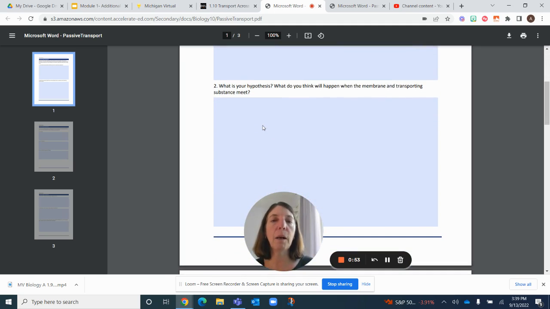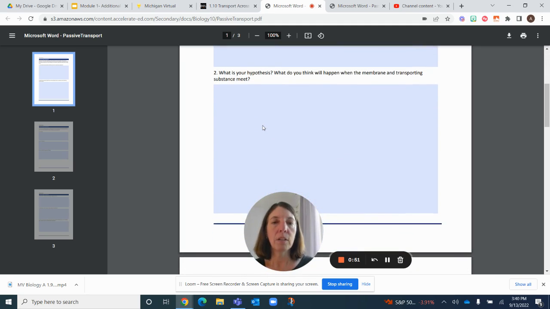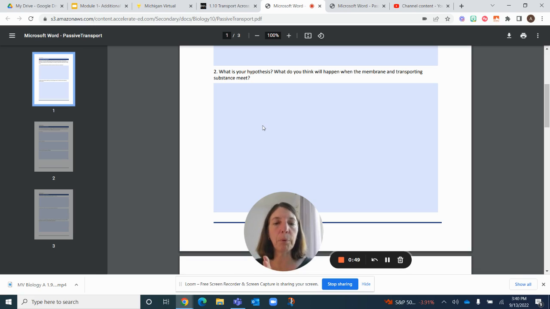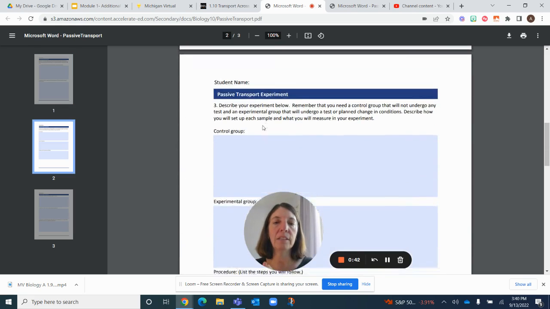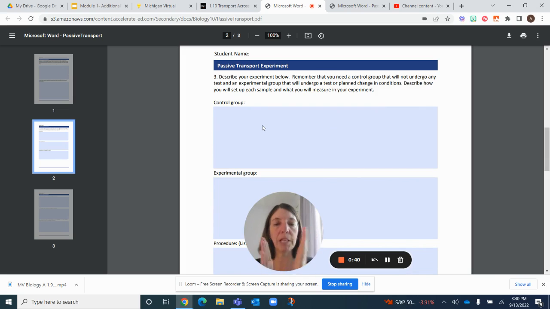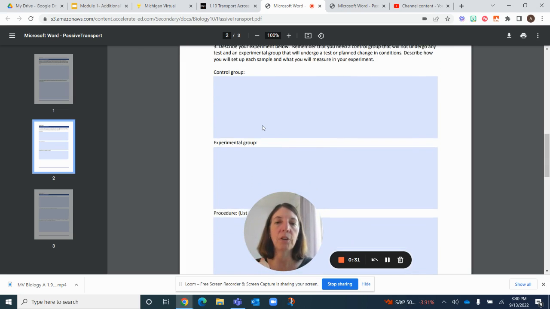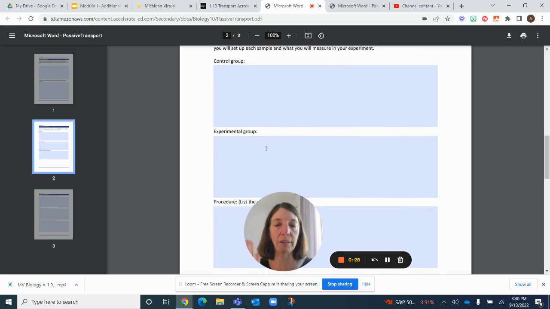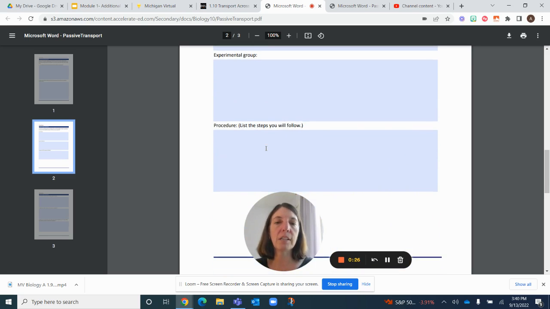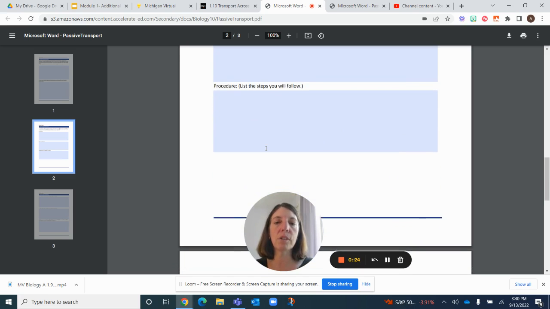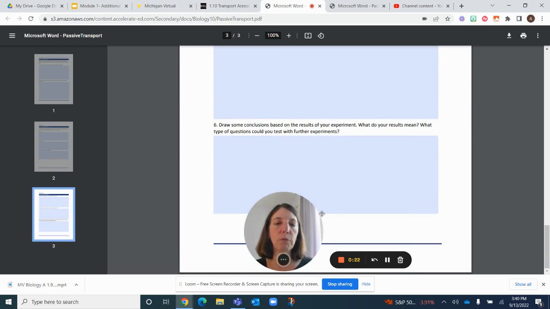You can come up with your hypothesis. What do you think happens when there's a membrane versus the plastic when the substance meets? And your control group is going to be the plastic that covers the membrane, whether it's in smells or in tea or coffee or some other solution in water. And then your experimental group is when you actually have the membrane. You're going to list all your steps, and then of course answer all the questions for full points.